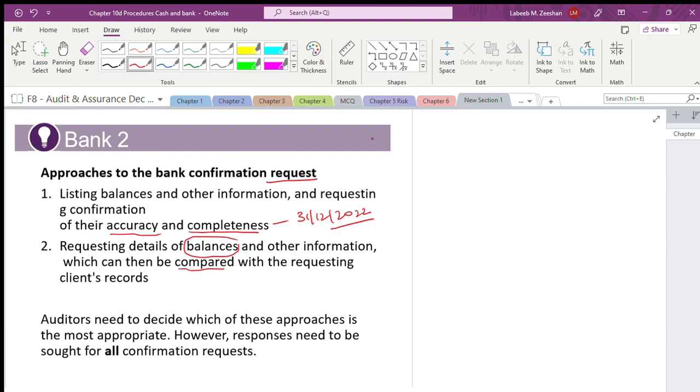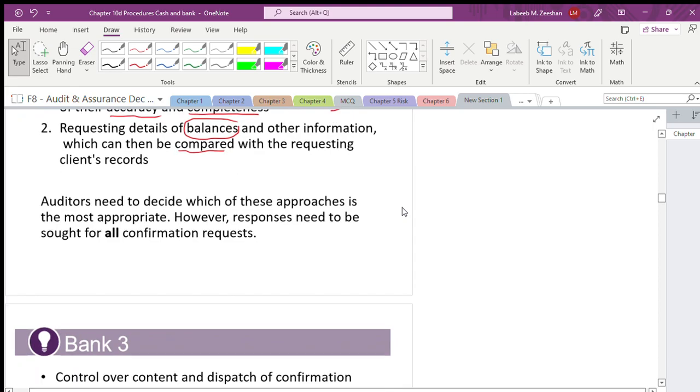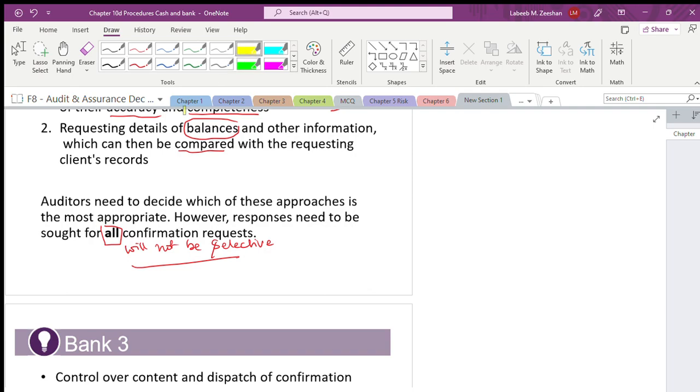Auditors need to decide which of these approaches is most appropriate. However, responses need to be sought for all confirmations. We are not going to be selective. Keep it in mind, we are not going to say that we are going to select things. It has to be all. Anything that is related, there are no exemptions, there are no exceptions. There is no selectiveness. When we say we want any dealings, any transactions, any bank accounts, small, big, nil balances, any balances, you have to get the confirmation of all the bank accounts, savings accounts, current accounts, everything. That's very important.